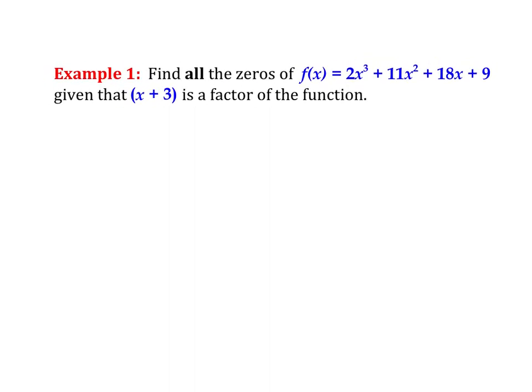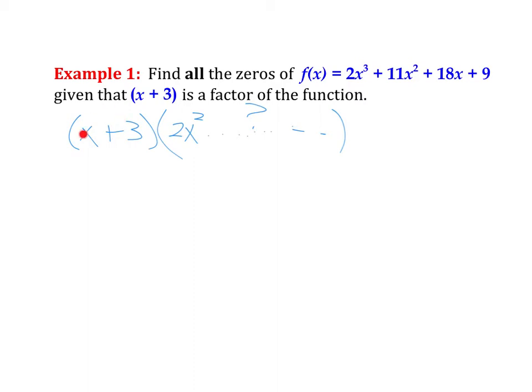All right, we want to find all of the zeros of the polynomial f of x equals 2x to the third plus 11x squared plus 18x plus 9, given that x plus 3 is a factor of the function. So I know that I could rewrite this factored polynomial as x plus 3 times 2x squared, I know that much, and then stuff. I don't really know what's over here yet, but we can find that.